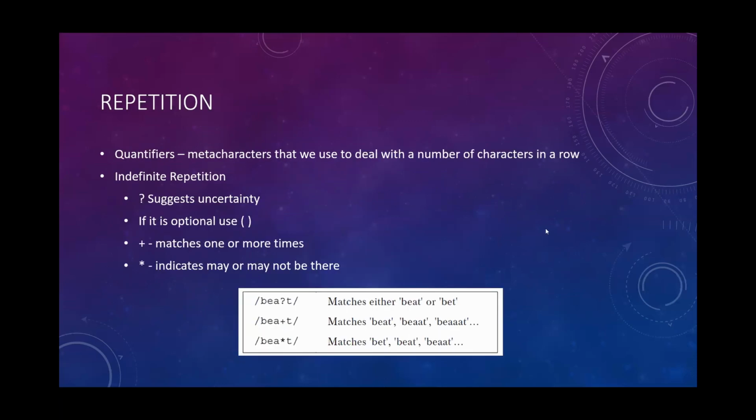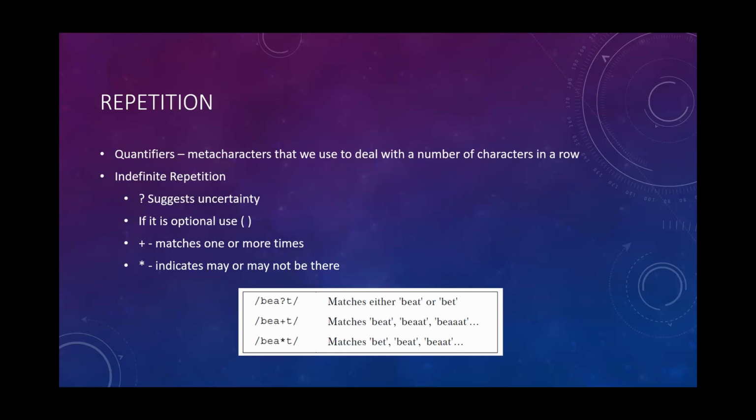We can use quantifiers for repetition, and we're going to look for multiple characters in a row. The question mark is used to say that I'm uncertain about something. If something is optional, I'm going to use a question mark, and I'm going to use a plus sign if I want to match it one or more times, and a star is going to indicate that it may or may not be there. So in this example, I've got BEA?T. Remember, all of these indicators go after what I'm looking for. So here, I'm not sure if the A is going to be there. So it's going to give me BEAT or BET.